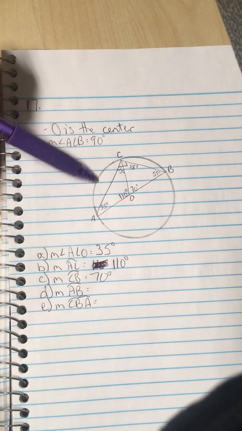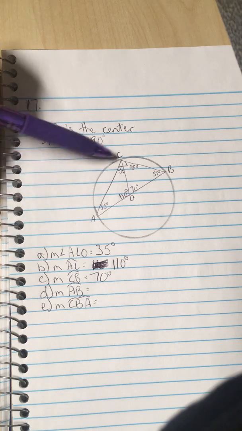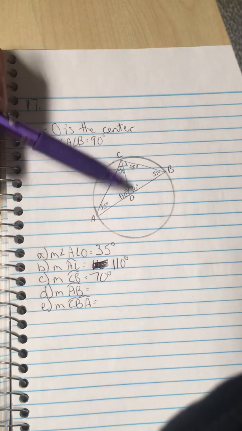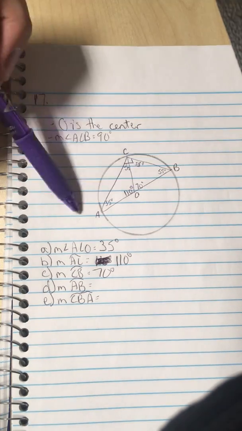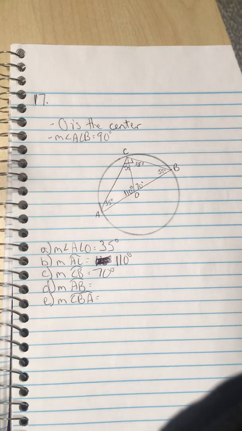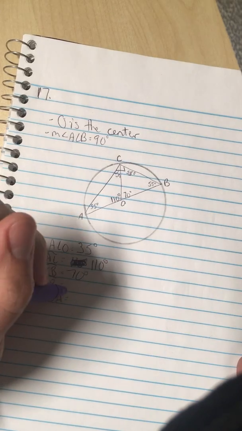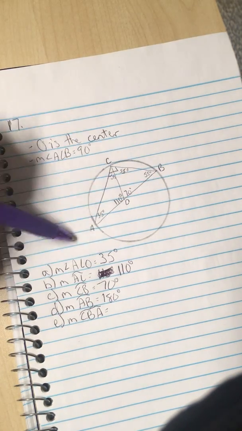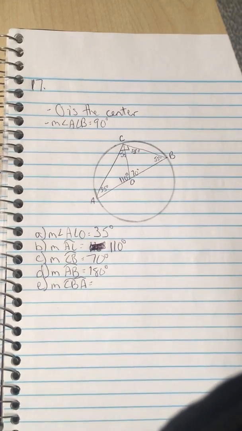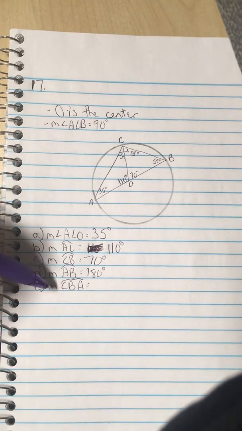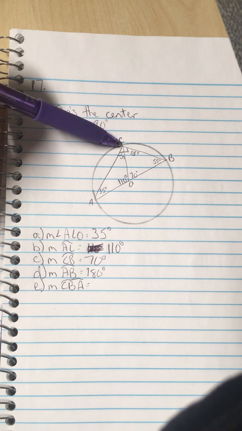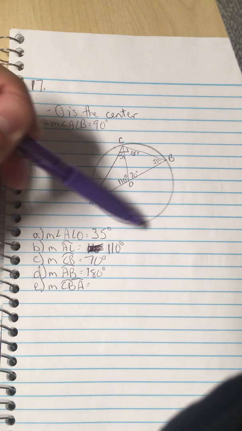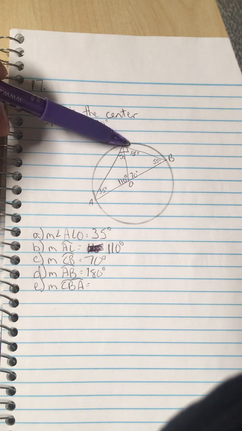AB, so now we're going this way, and you're like, whoa, what do I do now? Well, you can either add these two up, or you can just see that it's a straight line, so that's half the circle, since we know this is the center. So it's just 180 degrees, because from here to here just forms a line, so no need to fret over that. And then angle CBA, so we're going C to B and then B to A.